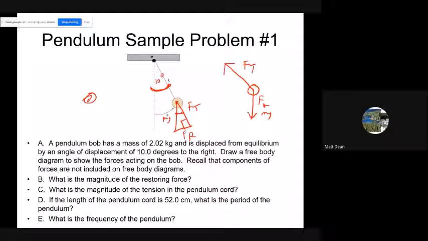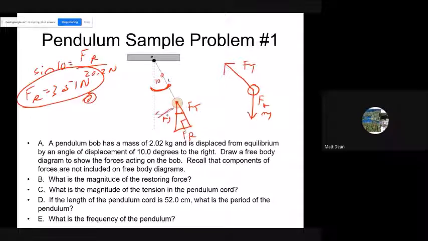So if we want to calculate the restoring force, we're going to use sine. The sine of 10 degrees is equal to the restoring force, the opposite side, over the hypotenuse, mg. mg is going to be 2.02 times the acceleration due to gravity of 10, so that's 20.2 newtons. Multiply both sides by 20.2, and we end up with a restoring force of 3.51 newtons. That restoring force always acts back toward the equilibrium position.